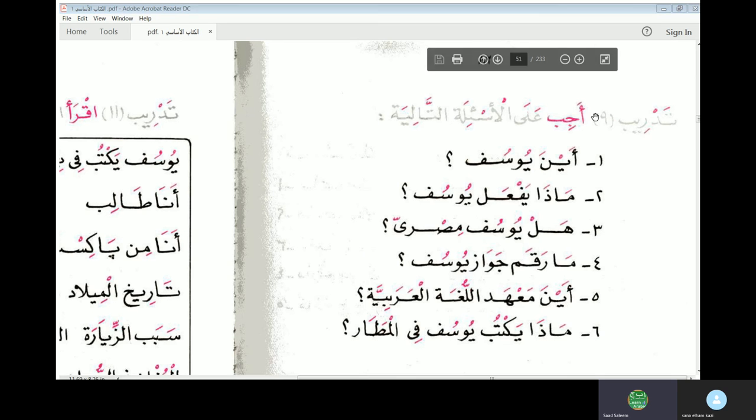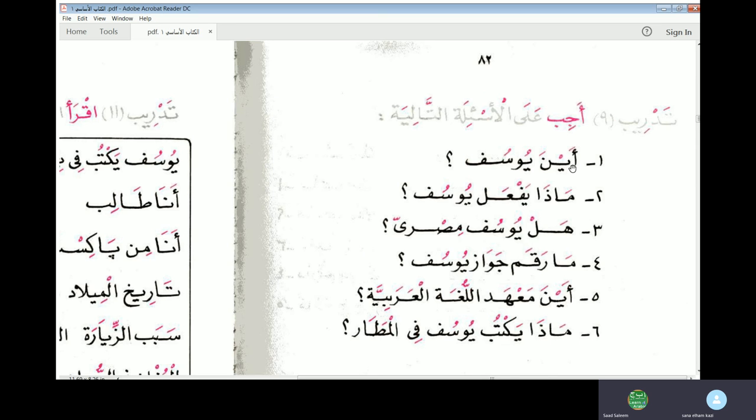Tadrib al-Asasi. Ajib alal asilati taliya. Answer the following questions. Aina Yusufu? Where is Yusuf? Yusufu min Pakistan. Yusuf is from Pakistan. Where is Yusuf at the moment? Yusufu fil matar. Is that right? Oh, Yusuf is in front of the passport office, I think. Yes.